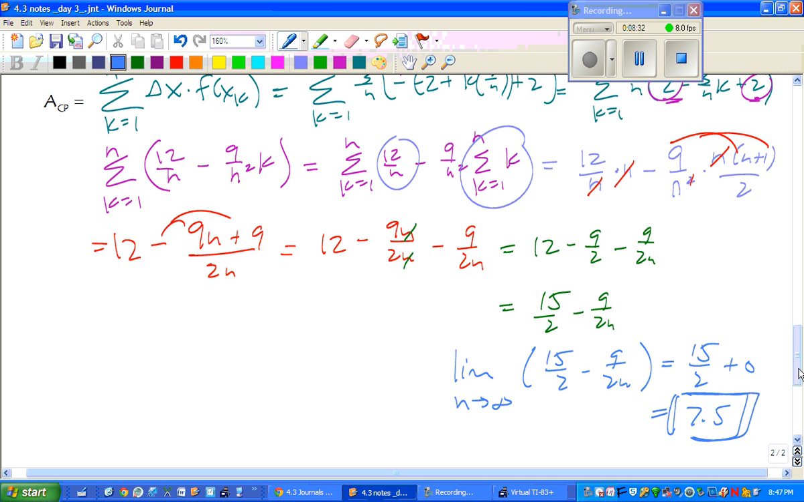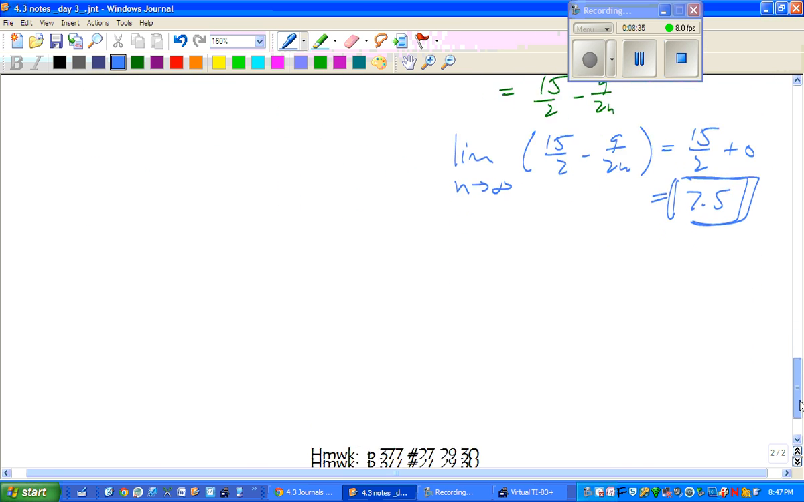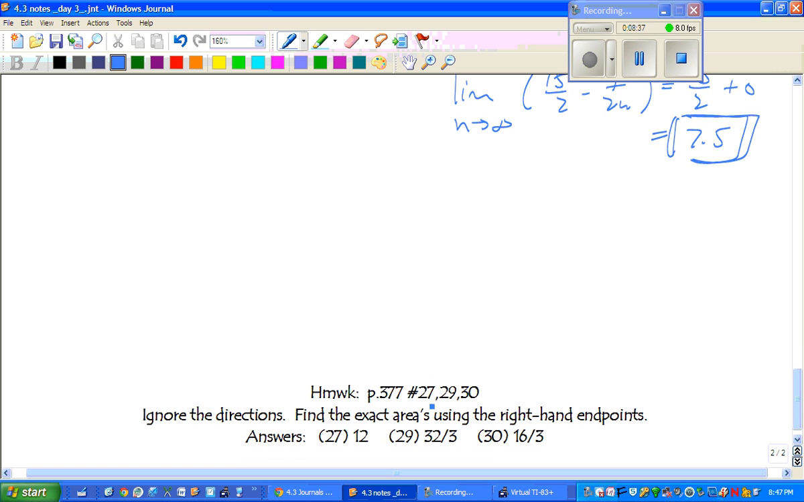All right, your homework for tonight is to go ahead and do these 3 problems, but ignore the directions in the book. Find the exact area using the right-hand endpoint. So that's what we were doing today. All right, and you have the answers right here so you can check, because the answers in the back of the book are going to be different. But you're finding these using the right-hand endpoints.